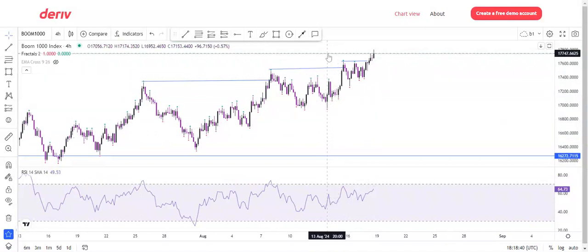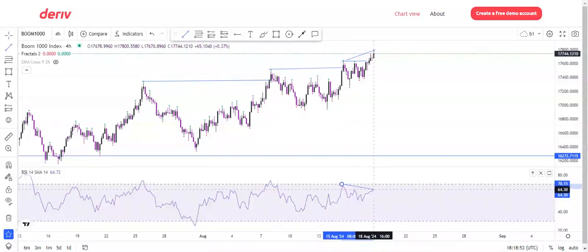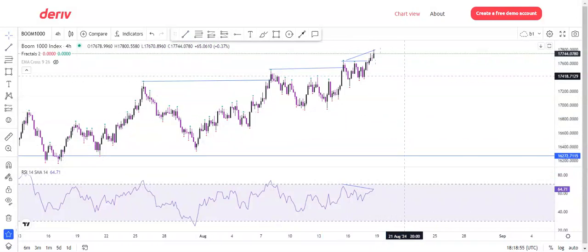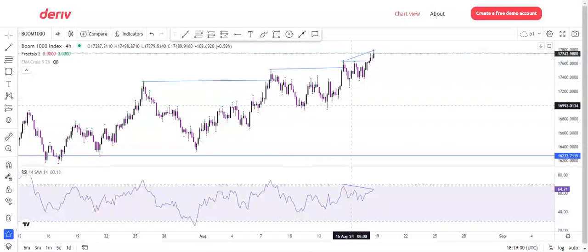And on the 4 hours you can see that we have a divergence. I'll answer that after this recording. I had someone asking about what divergence is, and I'll answer that.